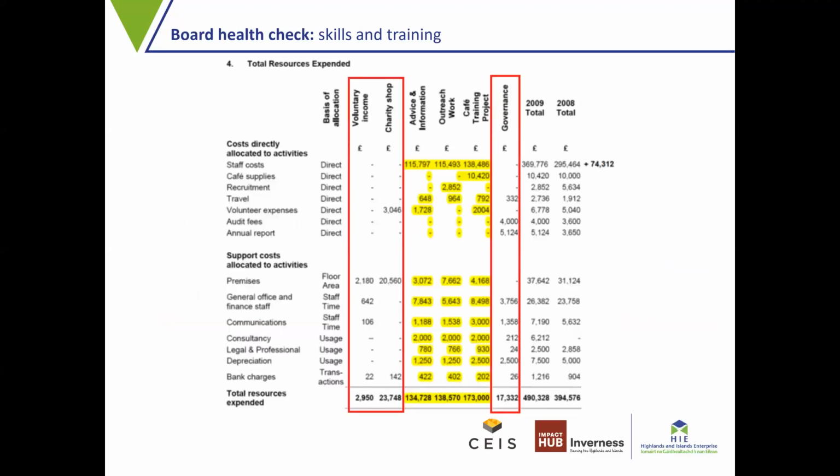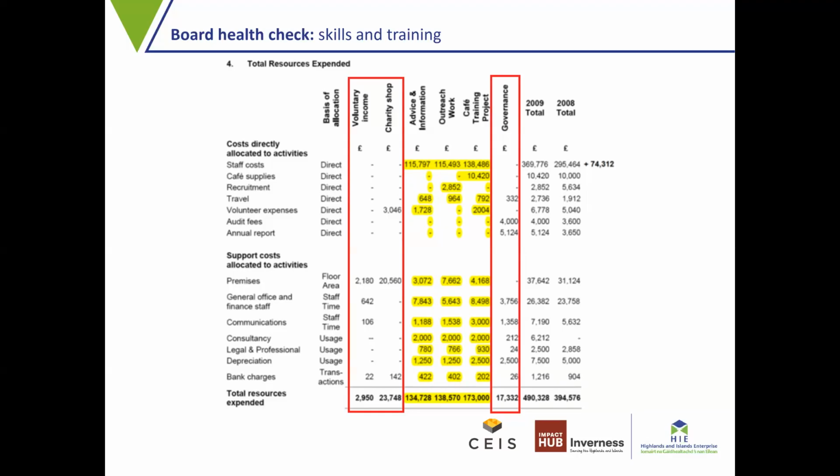Note 4 contains the relevant detail we need to determine details about the increase of 92,702. However, whilst there is a comparative 2008 figure, there is no split over the different expenditure categories. We can see in note 4 that there are costs relating to the other 3 expenditure categories, which are marked in the red boxes. Voluntary income totalling 2,950, which all relates to support costs. Charity shop totalling 23,748, which is the cost associated with fundraising training, and the governance cost totalling 17,332. So that means that the other 3 categories of expenditure shown in note 4, the advice and information, outreach work, and cafe training project, make up the charitable activities expenditure.